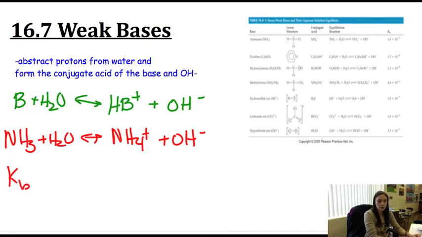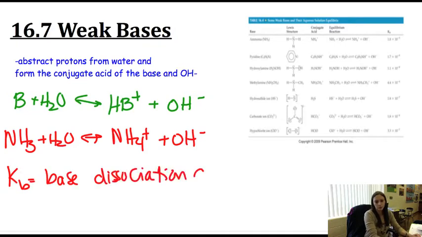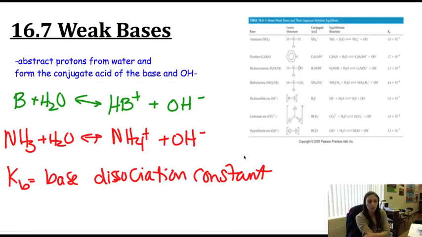If you see a Kb, that is the base dissociation constant, and that means now we're looking at this from the angle of something as a base versus something as an acid. So as the acid, falling apart into its parts of H plus and Cl minus. Now we're looking at the Cl minus gaining and making H plus. So it depends on which way you're looking at, whether you're talking about a Ka or a Kb.